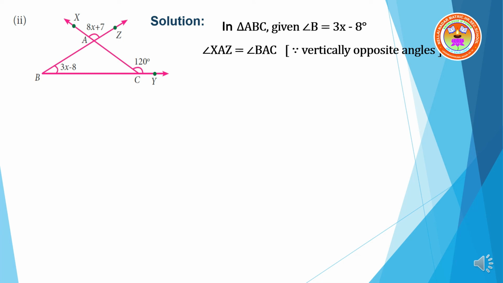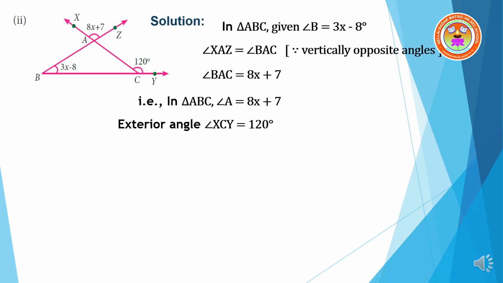Therefore, I can write it as angle XAZ is equal to angle BAC since vertically opposite angles. Now, this can be again written as angle BAC will be equal to 8x plus 7 because using the above vertically opposite angles property, we have written this. Now, when I consider the triangle ABC, angle A can be written as 8x plus 7. Yes, now it is given the exterior angle from the diagram. It is given that the exterior angle is XCY, which is equal to 120 degrees.